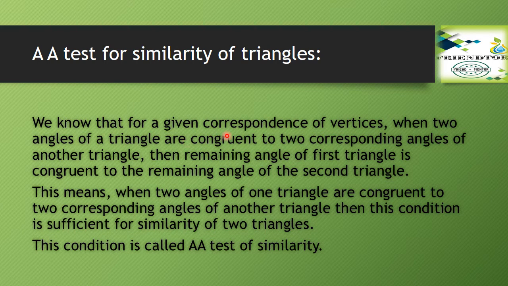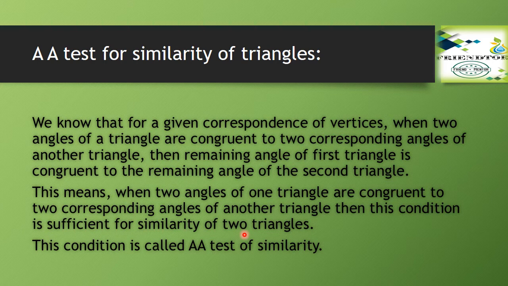Now we know that for a given correspondence of vertices, when two angles of a triangle are congruent to two corresponding angles of another triangle, then the remaining angle of the first triangle is congruent to the remaining angle of the second triangle, okay. This means when two angles of one triangle are congruent to two corresponding angles of another triangle, then this condition is sufficient for similarity of two triangles, okay. So just like AAA test, where we test three angles, if we check just two, that's enough for us to tell about the third angle.